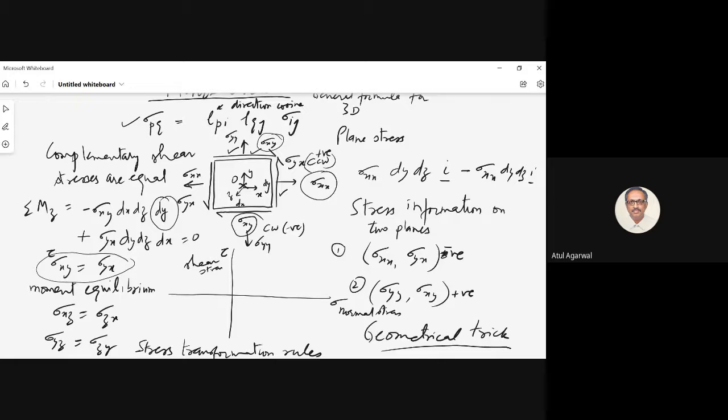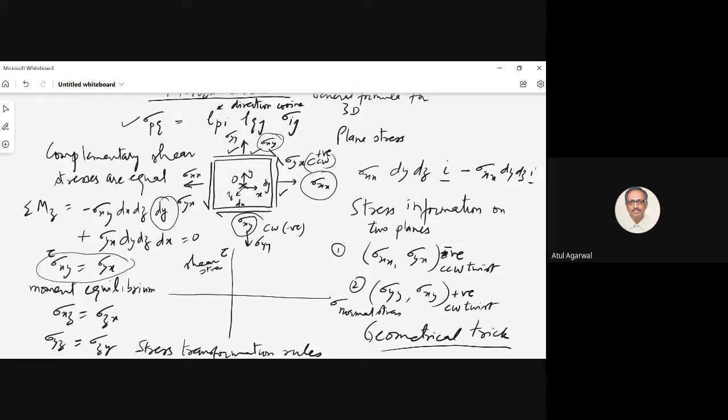Whatever stress is causing a counterclockwise twist to the element will be called negative, and a stress causing a clockwise twist will be called positive, because you have a positive as well as a negative direction here. And the same thing with normal stress: tensile stresses are positive, compressive stresses are negative. So there we are not changing the sign convention. That is as before.